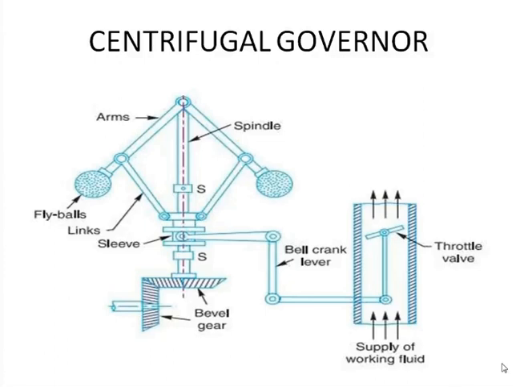Now there are four arms or four links, and at the extreme end of the upper arm there is a fly ball, which will generate a centrifugal force during the movement. At lower speed, this fly ball will take a lower position. At higher speed, this fly ball will move away from the spindle. And this is how the centrifugal governor works, and we have already seen it in the last lecture.